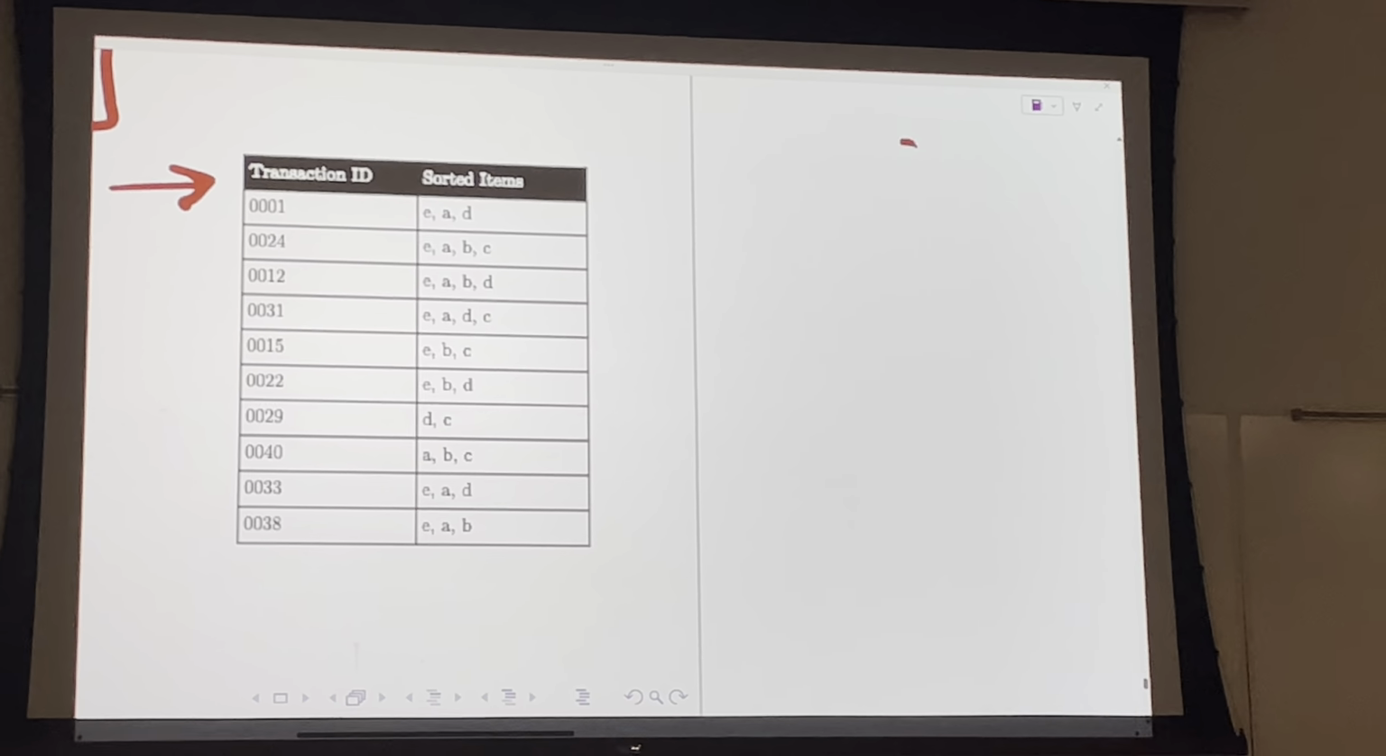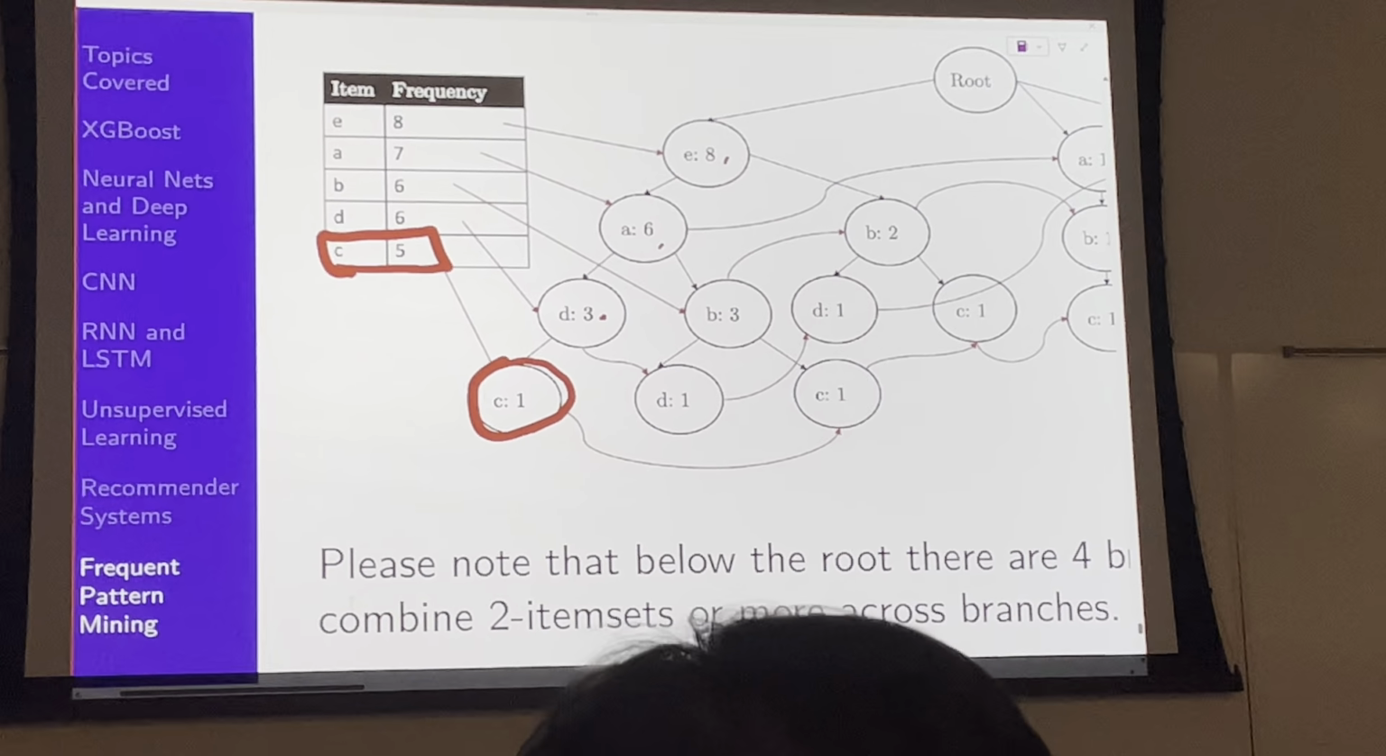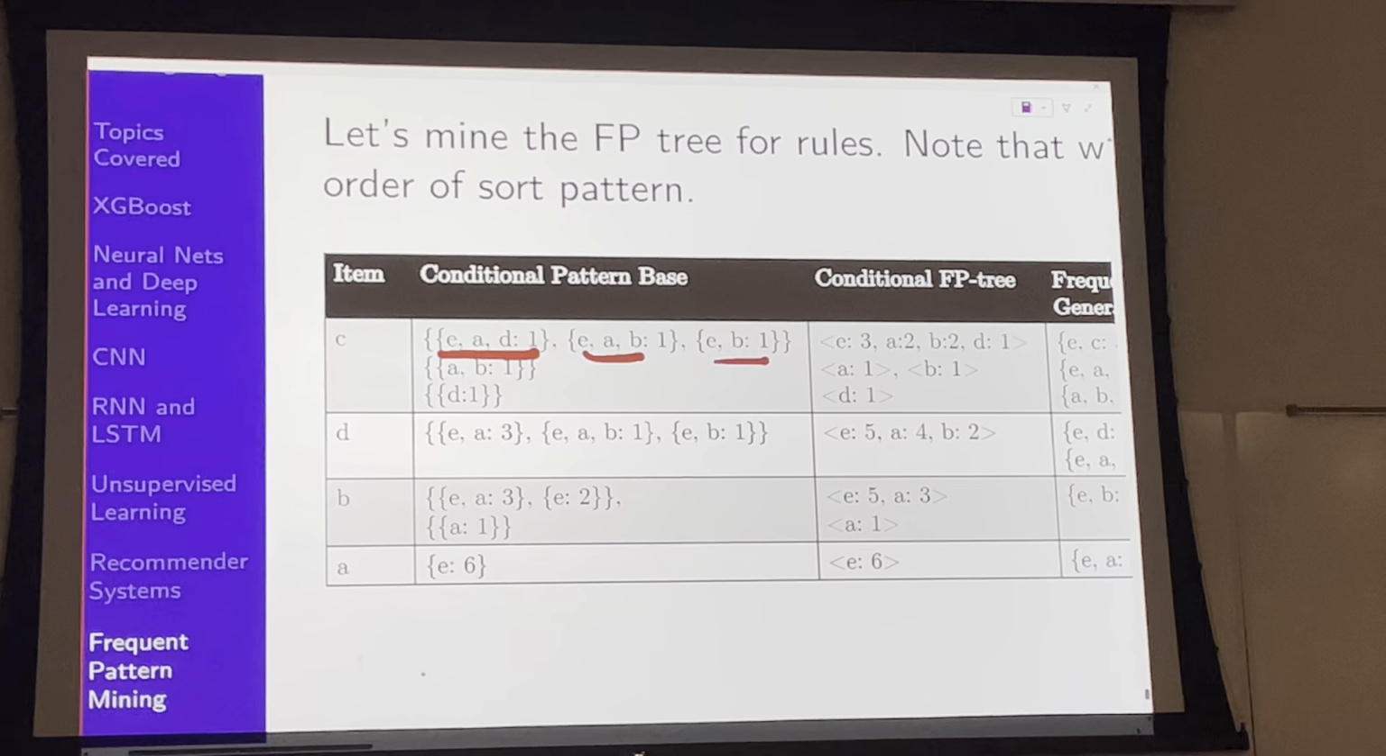Now what you do after that is you start mining this tree. You start at the bottom, with C, and you start mining the patterns for C. So let me start with C and EAD1. So you are going to get EAD1. Then you are going to get EAB1. You start with C because C is the lowest level. So EAD1, EAB1, and you're going to keep writing the patterns like this.